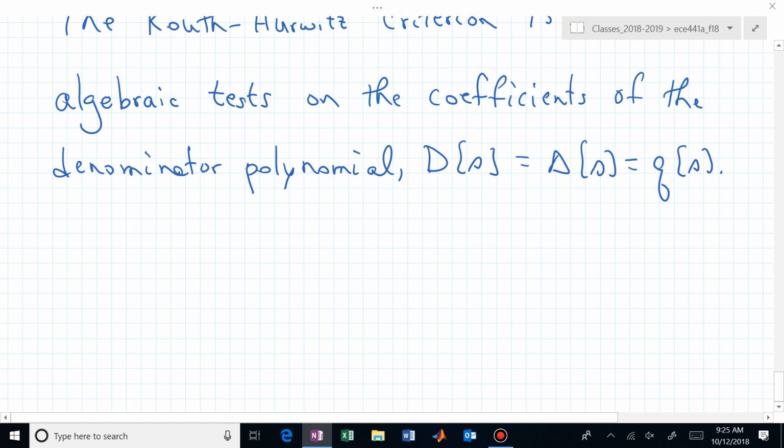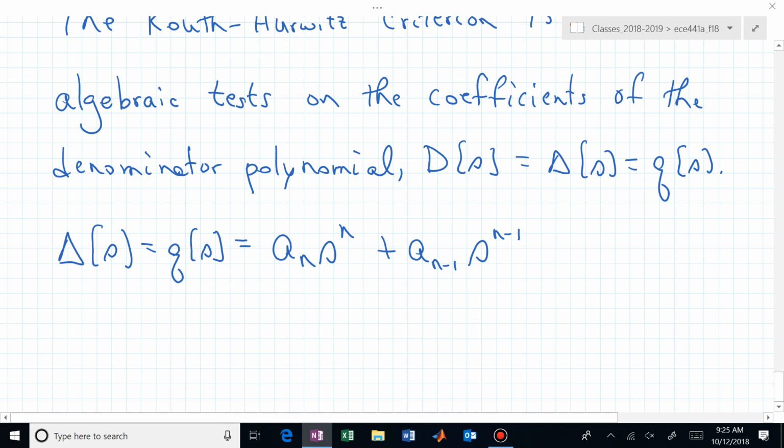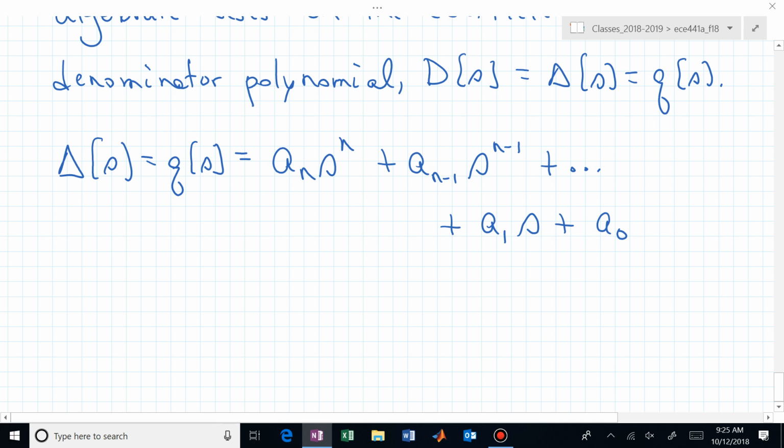So let's parameterize that, or give that an expression or a formula. Suppose that the denominator polynomial delta of s or q of s is equal to a sub n s to the n, so we have an nth order polynomial, plus a sub n minus 1 s to the n minus 1, and that just keeps going all the way to a sub 1 s plus a sub 0. That's how we will denote our polynomials. So if I have a 10th order polynomial, I'm going to have a sub 10 s to the 10.